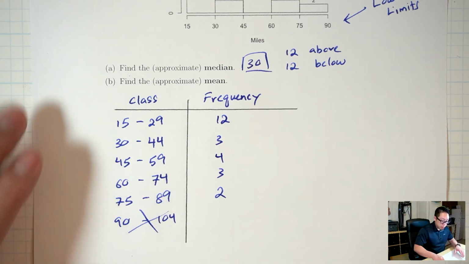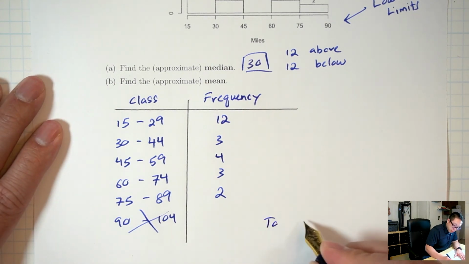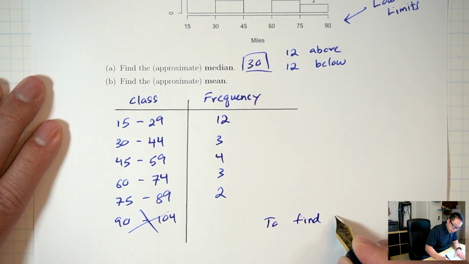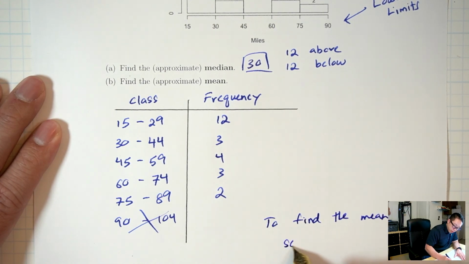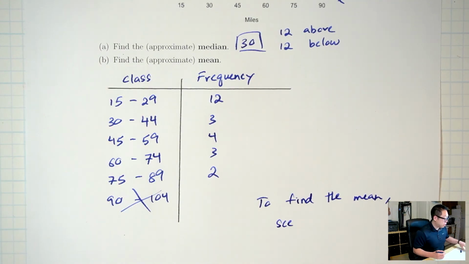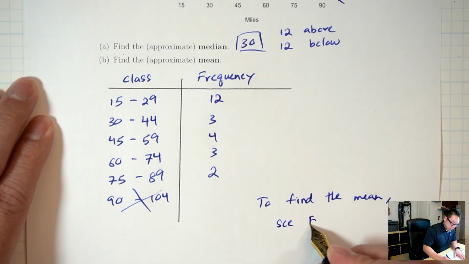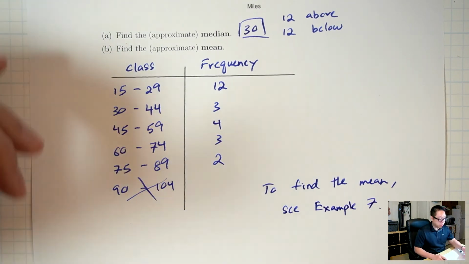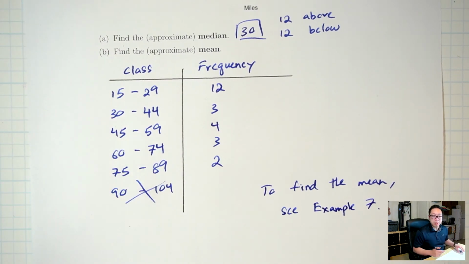And then from here, to find the mean, do whatever we did in example 7. You're going to find the midpoints and then do whatever we did in example 7.